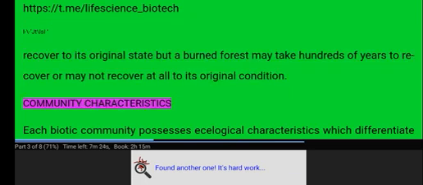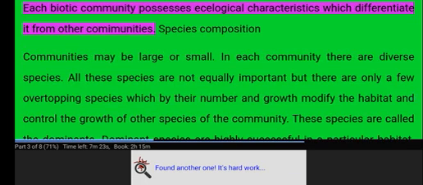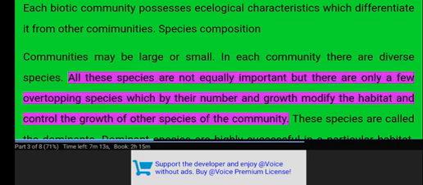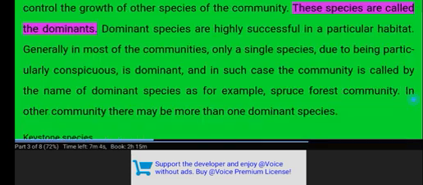Community characteristics. Each biotic community possesses ecological characteristics which differentiate it from other communities. Species composition. Communities may be large or small. In each community there are diverse species. All these species are not equally important, but there are only a few overtopping species which by their number and growth modify the habitat and control the growth of other species of the community. These species are called the dominants.